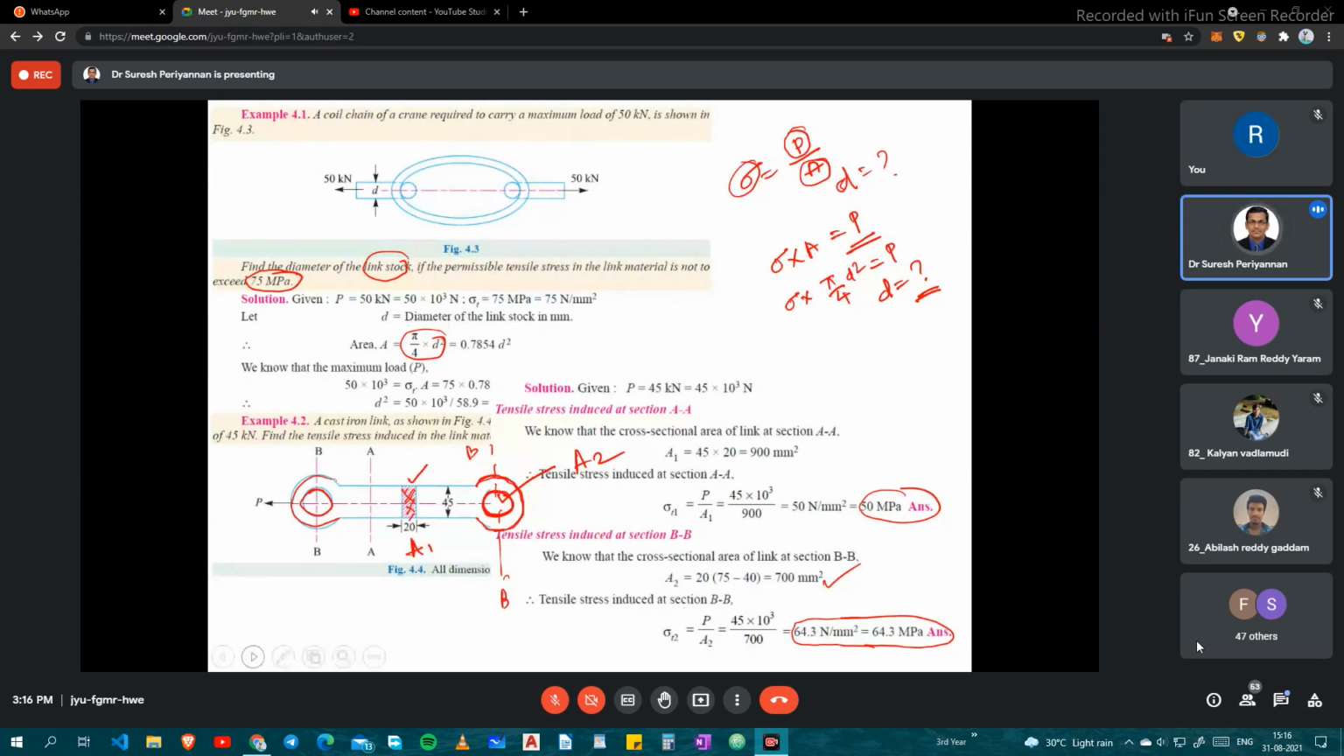Any idea? Very easy, simple question. Don't spend more time. Sir, increasing the diameter of the hole, sir. Increasing the internal diameter? No, reducing the internal diameter. Yes. Okay, reducing the internal diameter of the link. So this way we can reduce the stress in this region of interest.